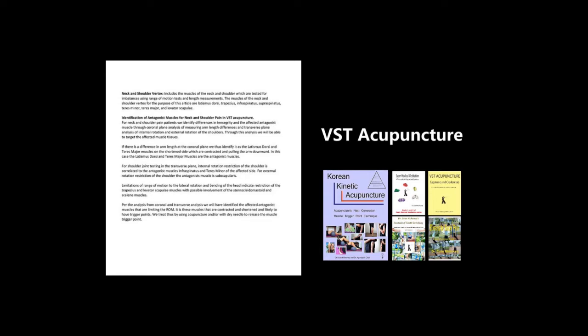Limitations of range of motion to the lateral rotation and bending of the head indicate restriction of the trapezius and levator scapulae muscles, with the possible involvement of the sternocleidomastoid and scalene muscles. Per the analysis from coronal and transverse analysis, we will have identified the affected antagonist muscles that are limiting the range of motion.